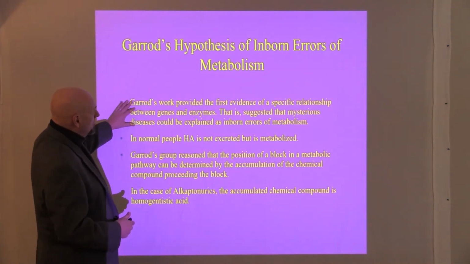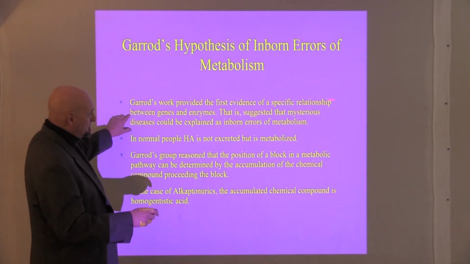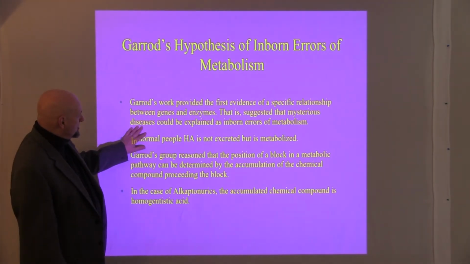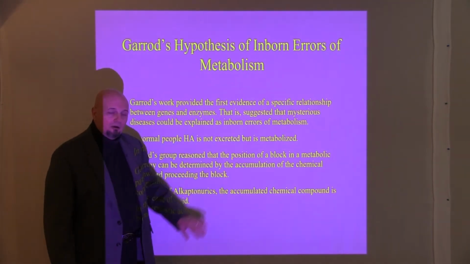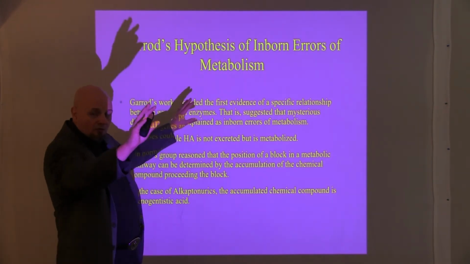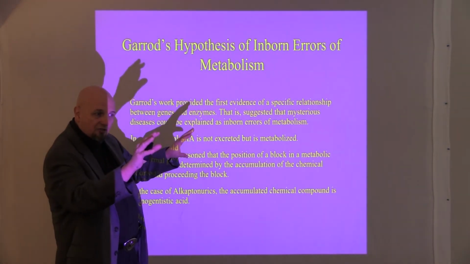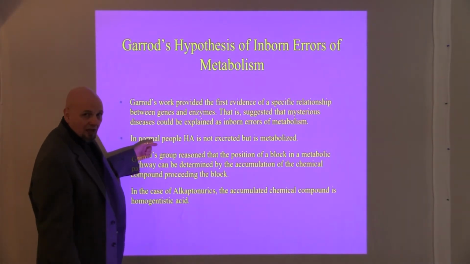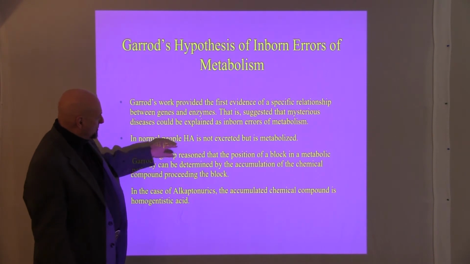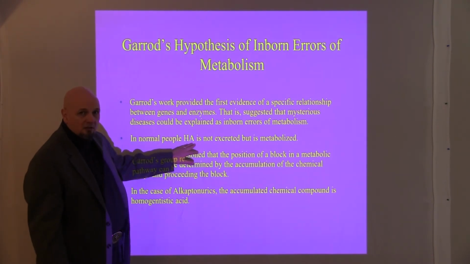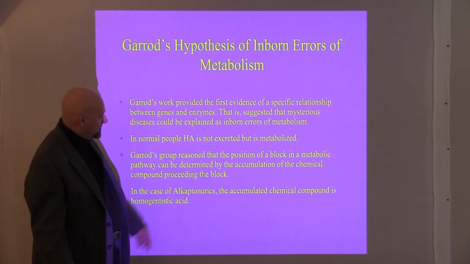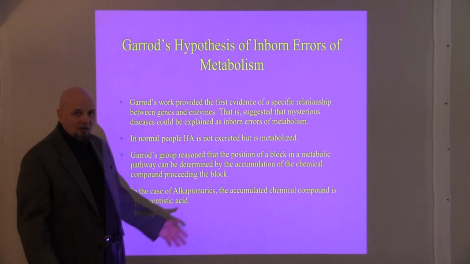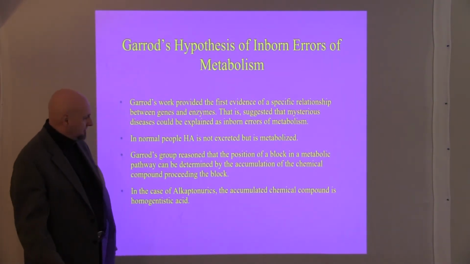His work provided the first evidence of a specific relationship between genes and enzymes. That basically the mysterious diseases could be explained as inborn errors of metabolism. There were other ones that they were studying as well, and they said, okay, this is the possibility of what's causing this problem. It turns out that in urine from normal people, they did not excrete this homogentisic acid, as I mentioned before. In fact, it was metabolized. It was broken down into basic carbon dioxide and water and urine.